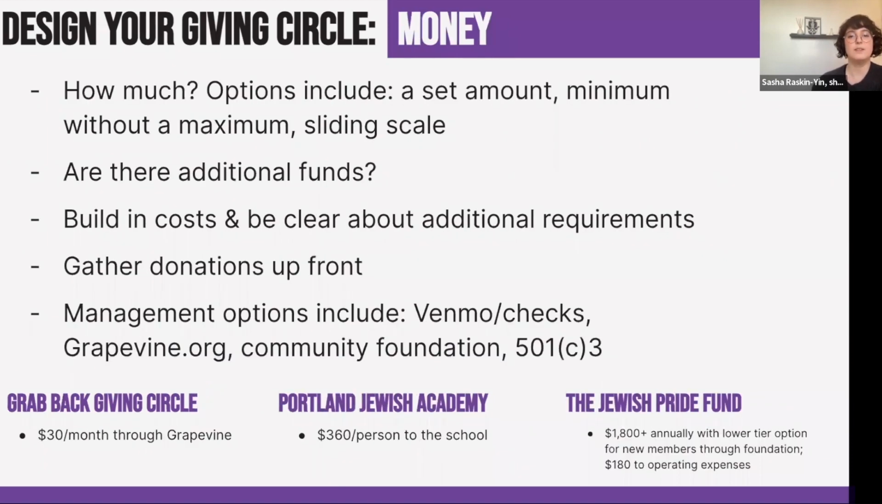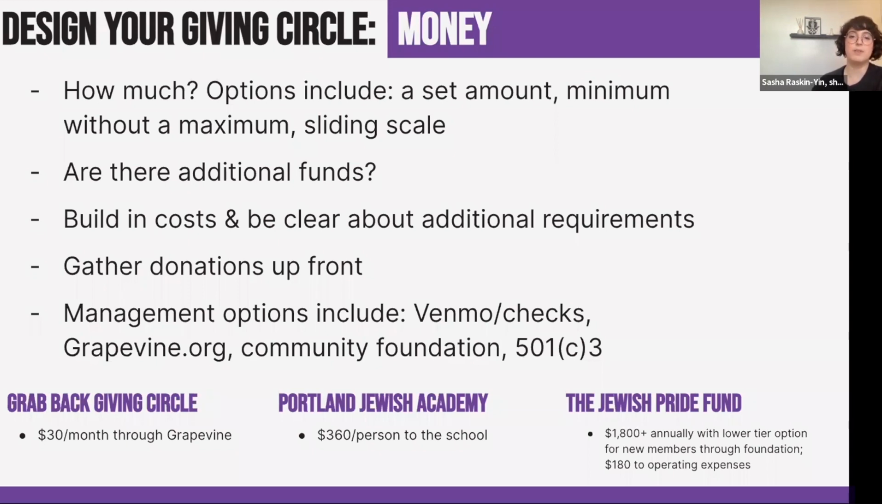Another important design decision for your giving circle centers on money, how much each participant will give, how you'll manage the funds, and how you'll grant them out. You know your audience best. Consult with the leaders of your giving circle about the appropriate amount to ask, which feels meaningful but not onerous. We suggest setting a minimum without a maximum or offering tiers. That way people can give more than the baseline ask, but don't feel obligated to do so.